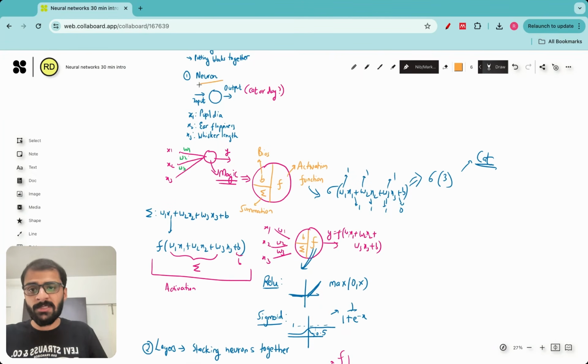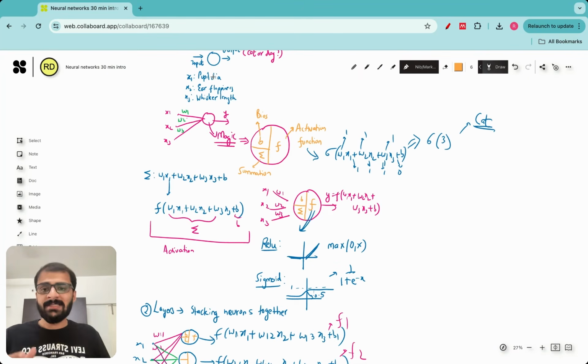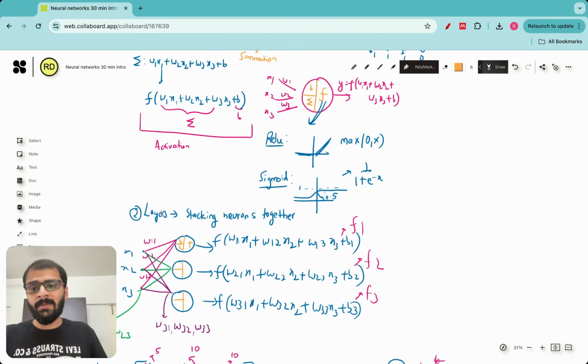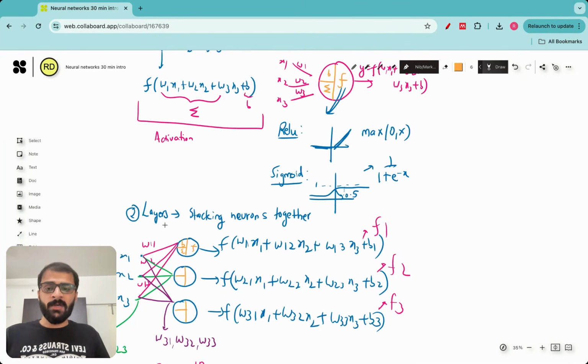The neuron is the first fundamental block, and it has these three powerful functions of summation, bias, and the activation function. And the layer is the second building block of a neural network. So a layer just stacks a bunch of neurons together.